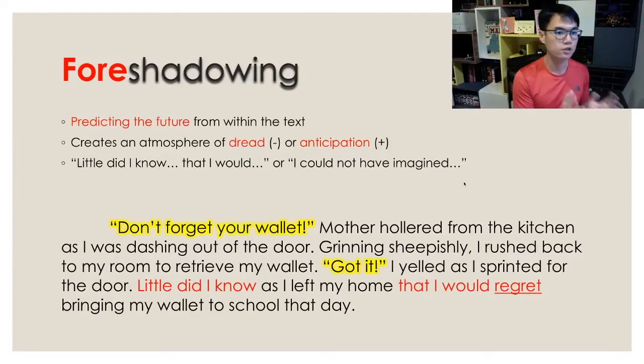We talked about foreshadowing as a strategy to predict the future from within the text. So as the narrator, I'm telling you that something's going to happen in the future even before it happens in my story. When you do this, it creates an atmosphere of anticipation or dread, depending on whether the thing that's going to happen is a good or bad thing.